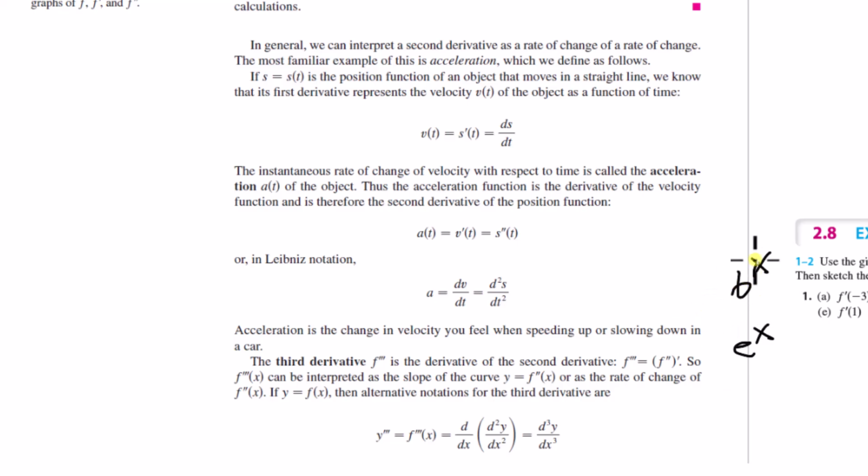You can just take derivative after derivative after derivative, and it'll never disappear. So you can take like a 10th derivative, a 20th derivative, an nth derivative. But the third derivative is just, okay, you take the derivative of f double prime. So you can interpret this as the slope of the curve of f double prime, or as the rate of change of f double prime.